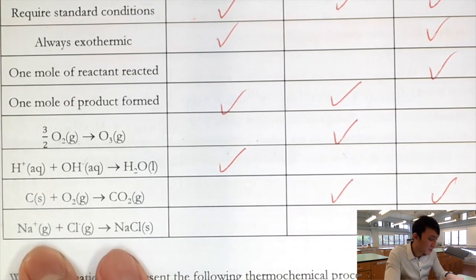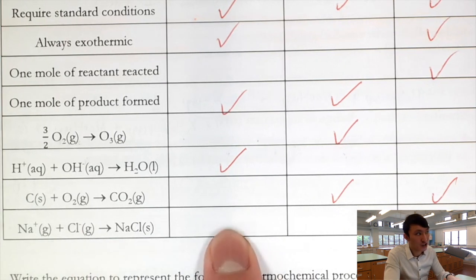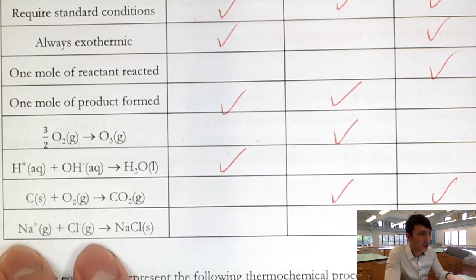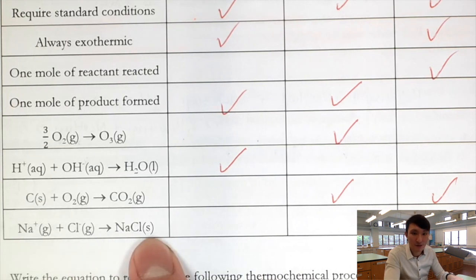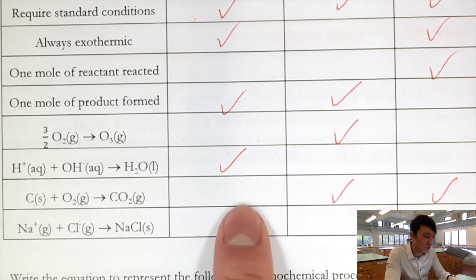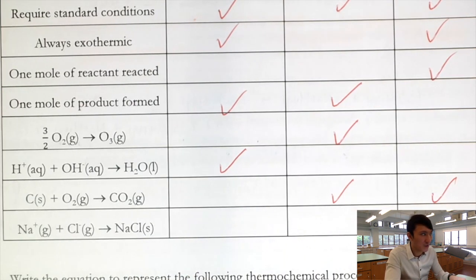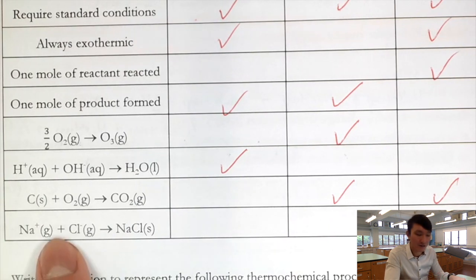And lastly, this one. You may think, oh, should it be neutralization? We don't have any acid and alkaline. Even though it forms a salt, neutralization emphasizes the formation of water, so it is not this one. Is it combustion? Definitely not. You can't see any oxygen, right?